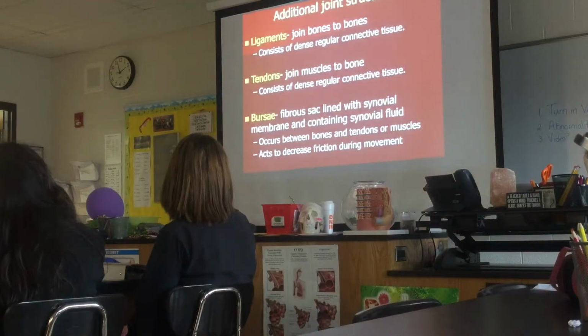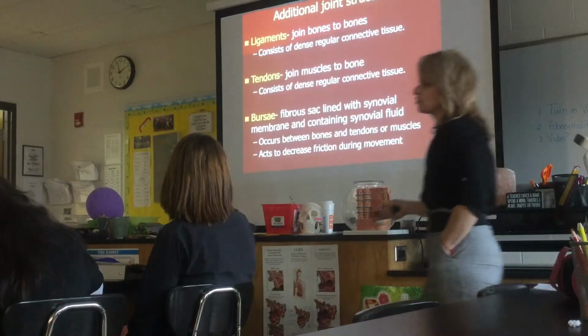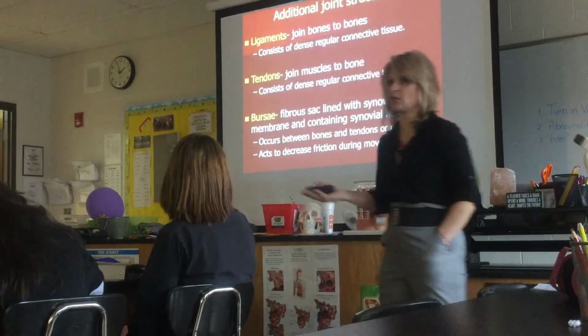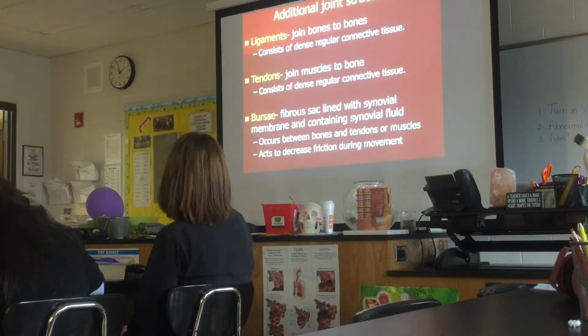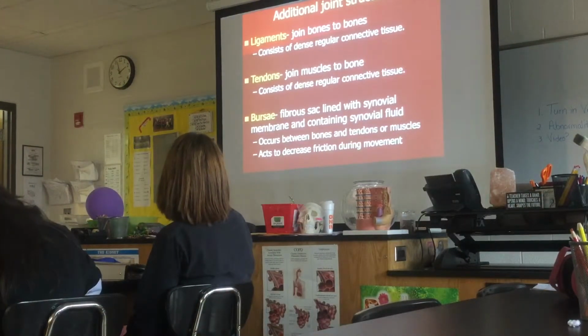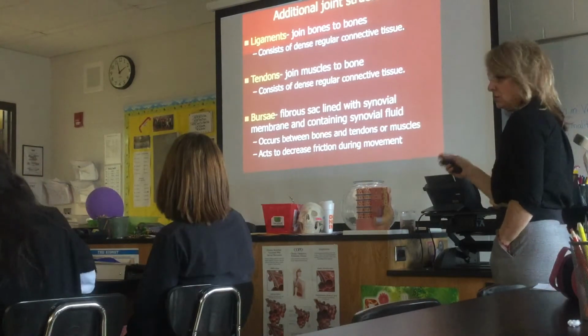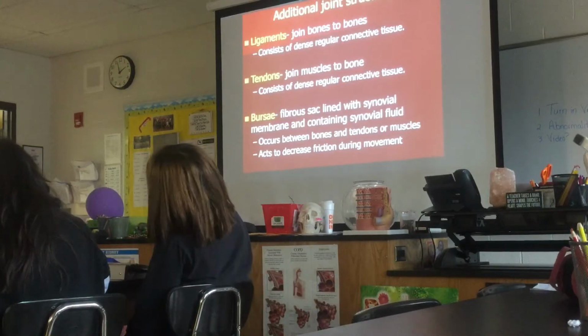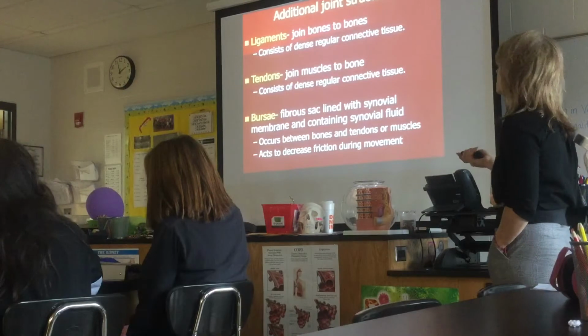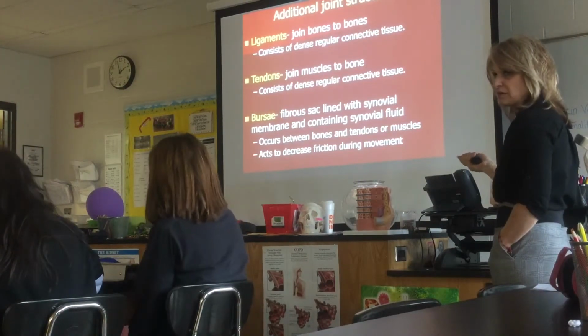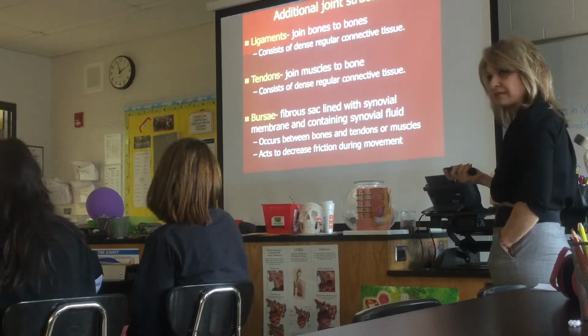Okay, ligaments join bone to bone. They're made of dense regular connective tissue. I know you guys haven't taken a course in histology, but you need to know what it's made of: dense regular connective tissue. Tendons are the same thing, except tendons connect muscle to bone. And then we have these bursa, which are the fluid-filled sacs that help to decrease the friction during movement. So they're basically shock absorber pads.